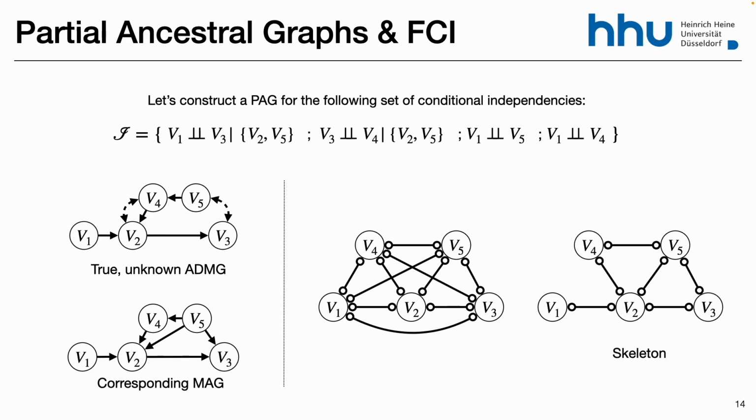Oops, it's fine. V1 and V3, V3 and V4, V1 and V5, and V1 and V4. Right. So it's just remove it. What's the next step? Next, we add the colliders.